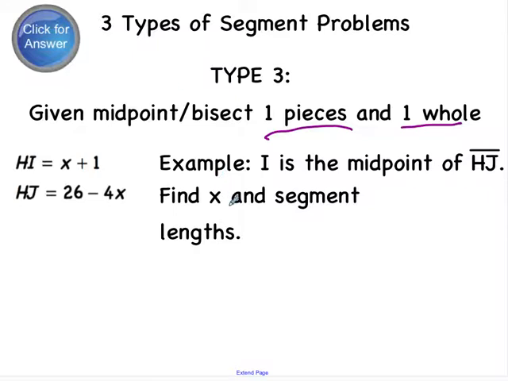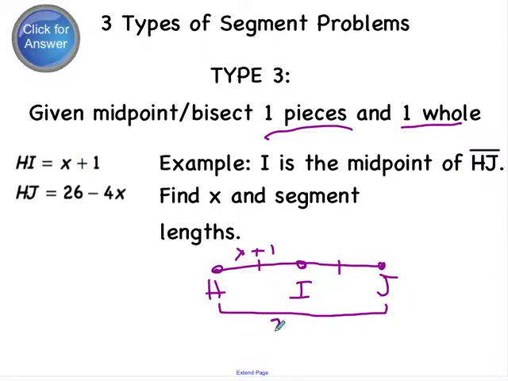I'm going to do it from scratch. So the first thing to do is draw yourself a picture. It says that I is the midpoint of HJ. So I'm going to draw HJ. And I is the midpoint. I know that HI is x plus 1. And I know that HJ is 26 minus 4x. So the goal here is to find x. You'll notice that x plus 1 is not equal to 26 minus 4x.